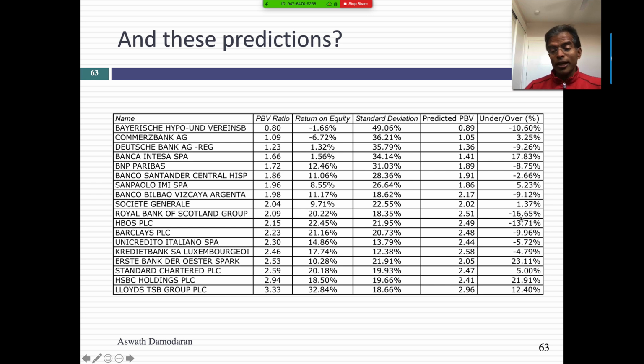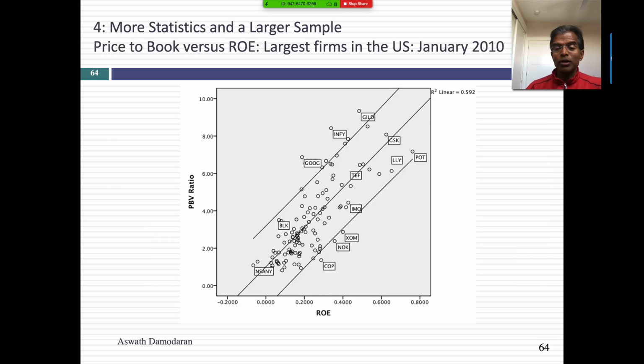I'm not suggesting again that you turn your equity research over to a statistical tool, but use the statistical tool to kind of break the tie, to decide whether something is cheap or expensive, because it beats the storytelling that you're doing. So let's go to a fourth example. As your sample size gets bigger, it's good to visualize the data.